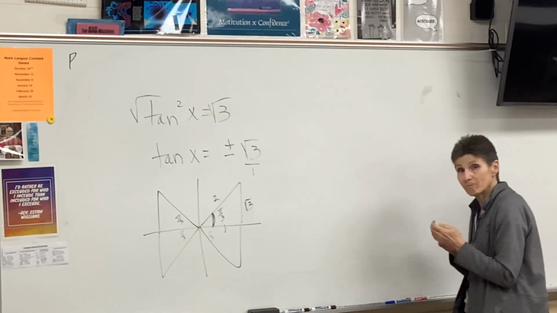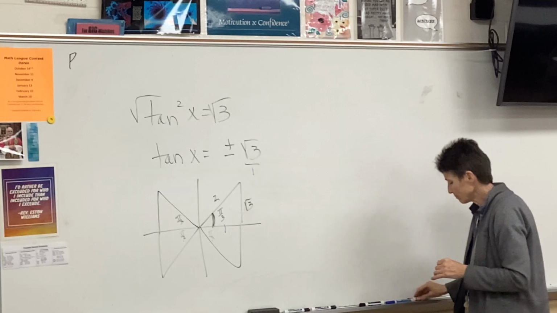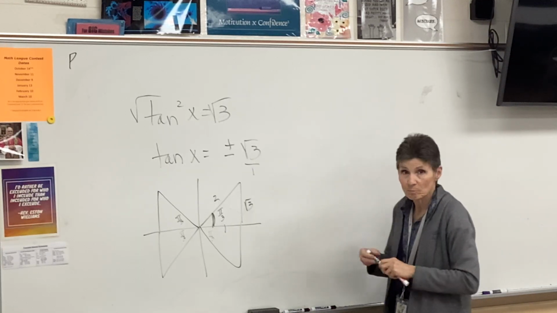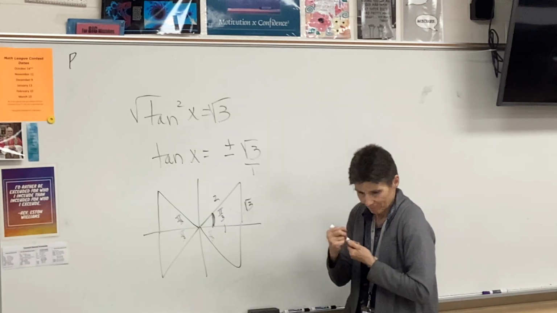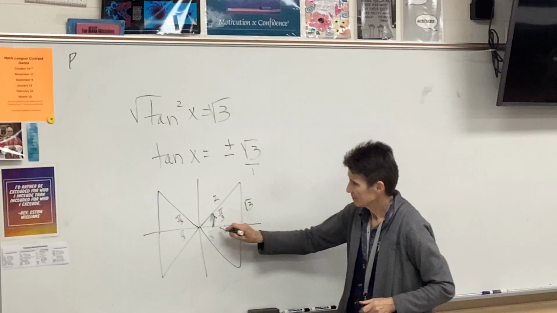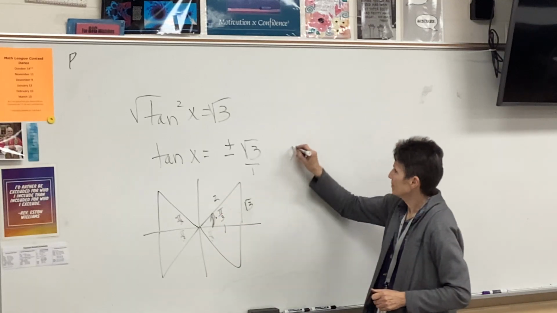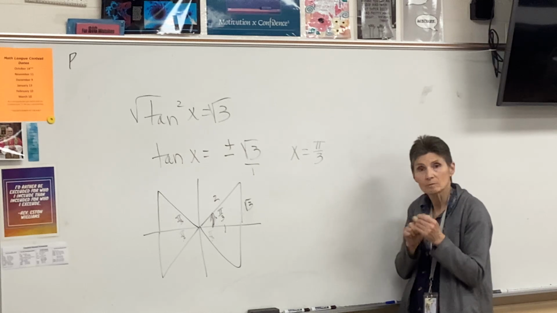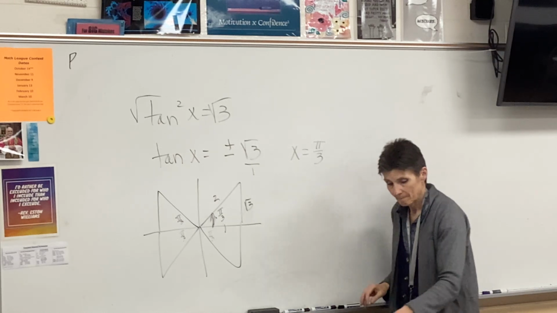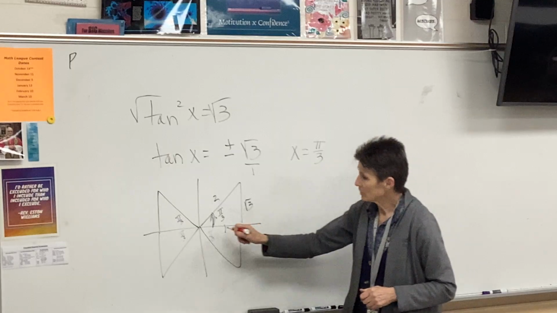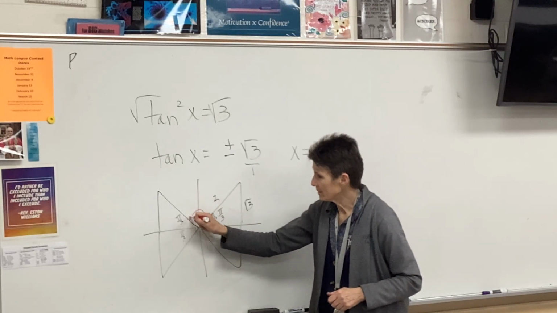So there are going to be 4 answers. I'll go ahead and do the first one here, this black one here. This angle right here is pi over 3. The first quadrant angle, pi over 3. The second quadrant angle is right here.